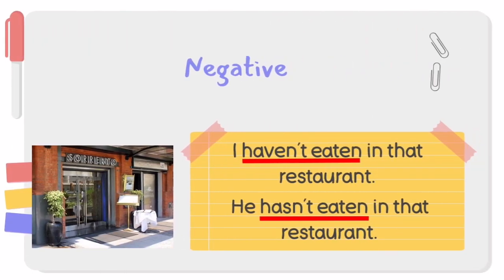Negative. I haven't eaten in that restaurant. He hasn't eaten in that restaurant. Once again, we have the subject first plus the auxiliary verb in the negative form. In this case, we have haven't plus the past participle of the main verb. In the other sentence, we have subject, the auxiliary verb in the negative form, hasn't, and the past participle of the main verb, eaten.